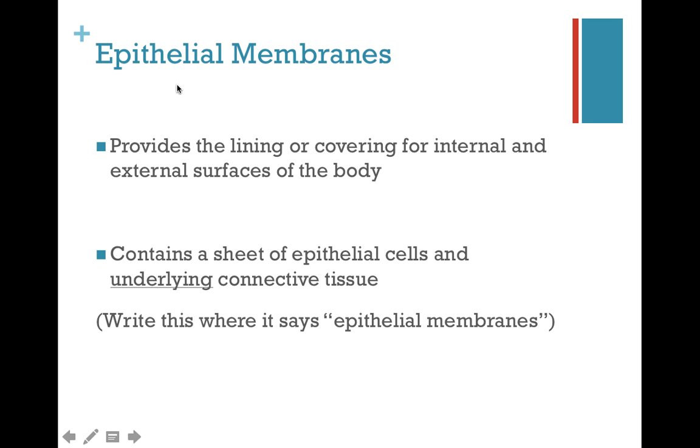So epithelial membranes. So epithelium, as you know, is always underlined by a connective layer. And that's because, why? It's because epithelial tissue does not have its own vascularity, so it relies on connective tissue for its vascularity supply. Okay? So epithelial membranes are going to line and cover our body. And like I said, they all have an underlying connective tissue underneath the sheet of epithelial cells. That's why we call it epithelial membranes.